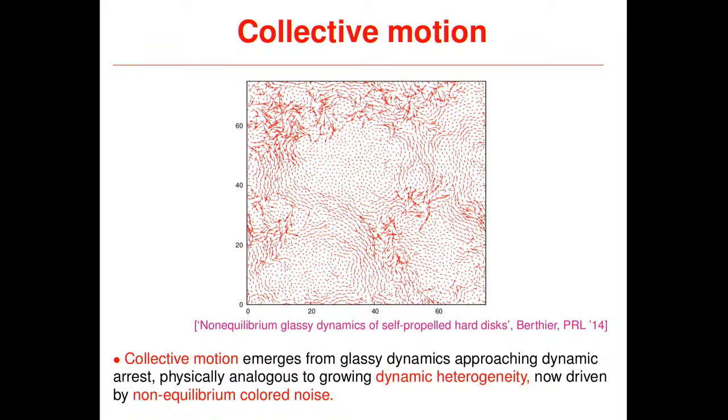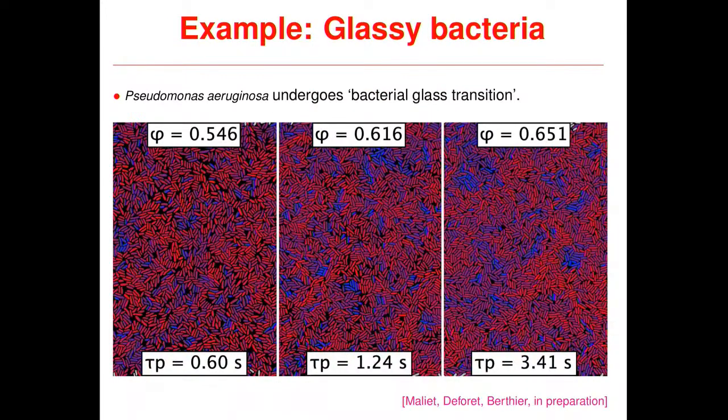So here, in that case, you have a form of collective motion, and it emerges from approaching a non-equilibrium glass transition, so the competition between self-propulsion and density. And this is really very much analogous to the good old dynamic heterogeneity in supercooled liquids. Now it's driven by a non-equilibrium colored noise, if you wish, so it's a bit different qualitatively, but yet the physics is a bit the same. Okay, so these are the simulation studies, so at least I wanted to show this data.